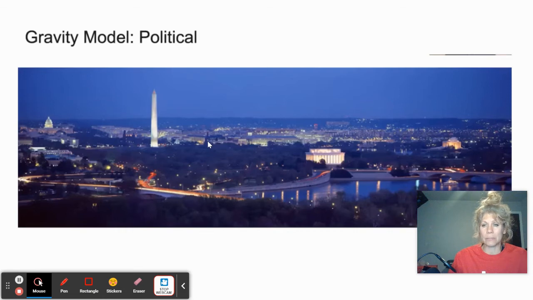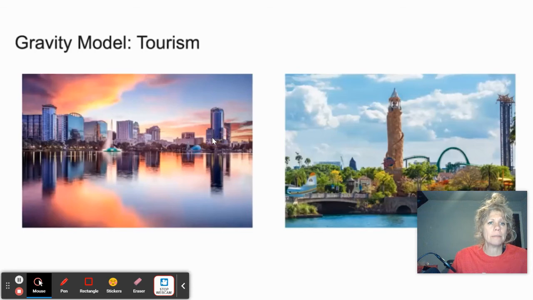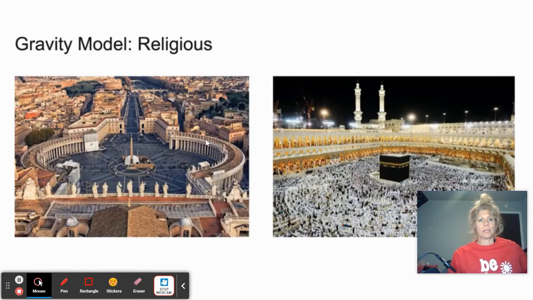So for example, if this is Washington, D.C., right, this is going to have a major gravity pull factor of politics. Okay, so there's going to be a lot of jobs there, seeing how that is going to be our capital for our politics. And then the gravity model for tourism, like think of Orlando, where Disney World is located. Okay, so that is going to be another pull factor that is more social. And then you have obviously religious or cultural gravity pulls.